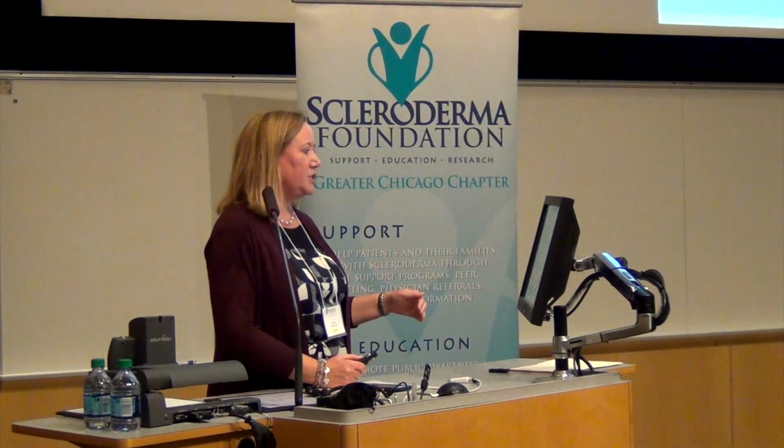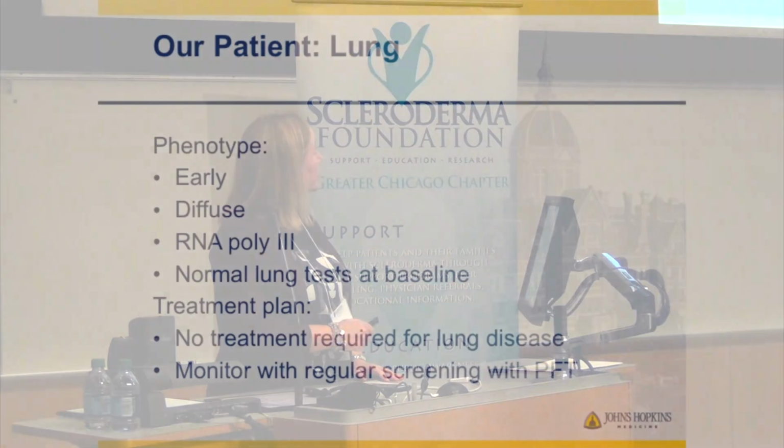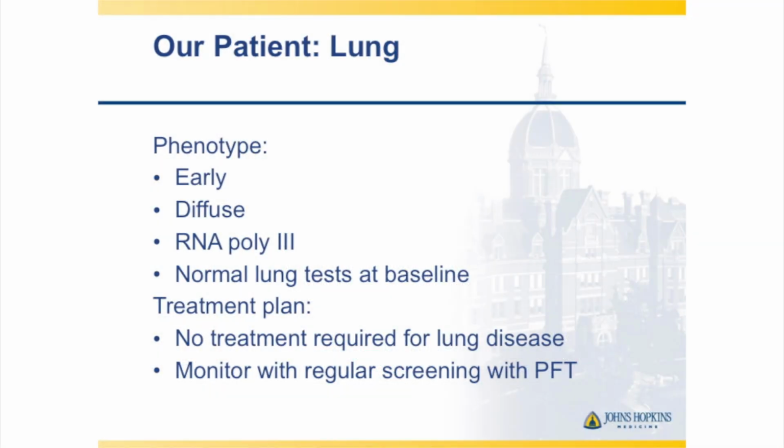So to go back to our patient, this patient again, early diffuse scleroderma with RNA polymerase III antibodies with normal, nearly normal lung function tests at baseline. For that patient, we probably wouldn't give treatment for their lung disease, but we would monitor them closely, like we do in all patients with scleroderma with regular pulmonary function tests.